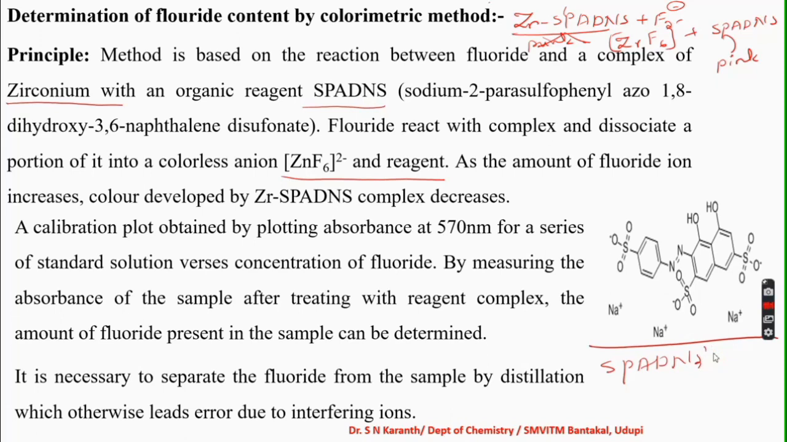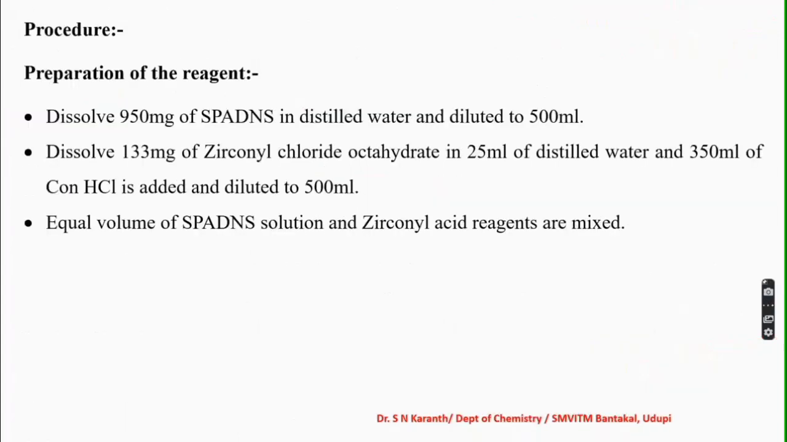While estimating the fluoride content present in the water sample, it is necessary to separate the fluoride from the sample by distillation, which otherwise leads to error due to interfering ions. The procedure for the estimation of fluoride content in water is divided into three steps. The first is the preparation of the reagent, the second step is the calibration curve, and the third step is the determination of fluoride contamination in water.